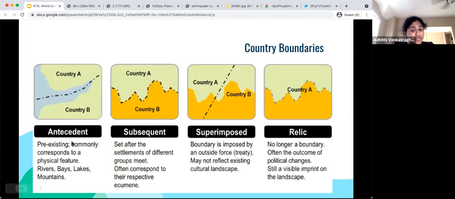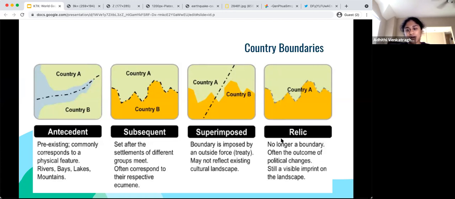A subsequent boundary would be set after the settlements of different groups meet, and they often correspond to their respective ecumene, which means that people in power decide that this is the boundary, this is the difference between these different places. We also have the superimposed boundary between country A and country B, where the boundary is imposed by an outside force or treaty, and that does not necessarily reflect the existing cultural landscape.